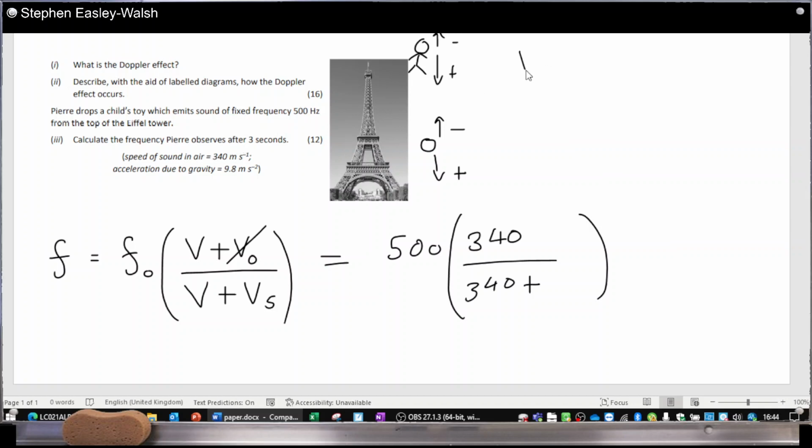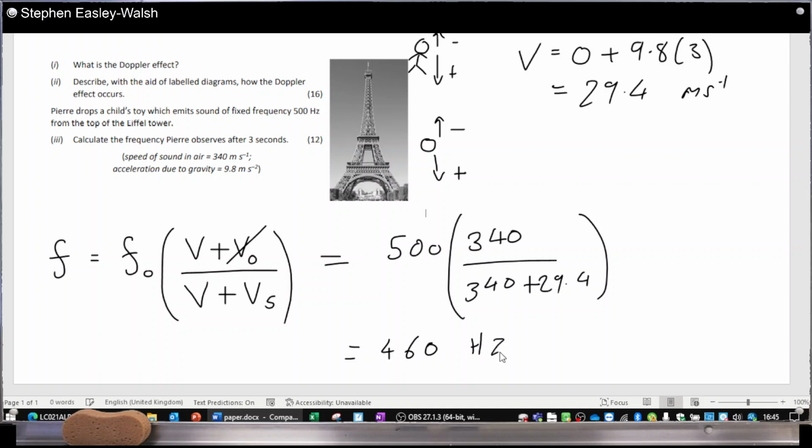So that's going to be v equals u plus at. So it's traveling at 29.4 meters per second. Okay. So that is a lower frequency due to the longer wavelengths, like in the diagram previously, because the source is moving away from Pierre. The crests of the wave are spread out, which makes it sound like a lower frequency.